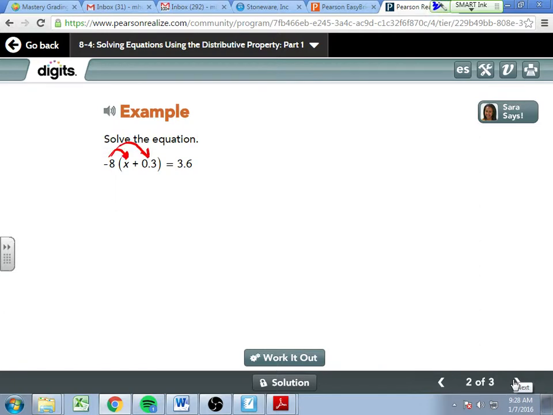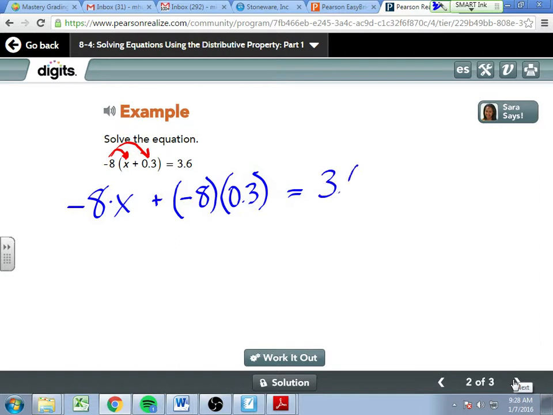That's going to give me the -8 times the x. There's addition between them, so carry down the addition. And then -8, I'm going to put that in parentheses now, times the 0.3. And my right side did not change. Wait. Why don't you just multiply -8 times 0.3? I'm going to. I just wrote it out to show that when I distribute, that's what happens. So now -8x, I don't need to write the multiplication between them. I can just write them right up against each other.